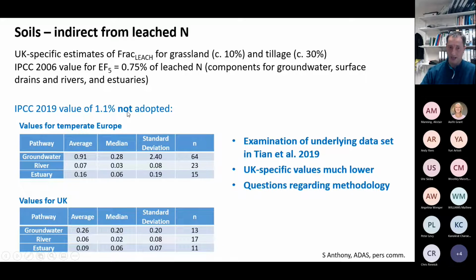1.1%, but we didn't adopt that because when we pulled the data, well, I say we, this was mostly Stephen Anstey from ADAS, pulled the data set apart that underlies that value. The values for temperate Europe all seem to be very much higher than our own UK specific values. So we didn't feel we had quite enough values to really go ahead and have our own emission factor, which would have been quite low there. So we just opted to remain with the 2006 guidelines value. There were also some questions about how some of these values were put together, and digging into that Tiana et al. paper. So I think there's a bit more work to do there yet as well.